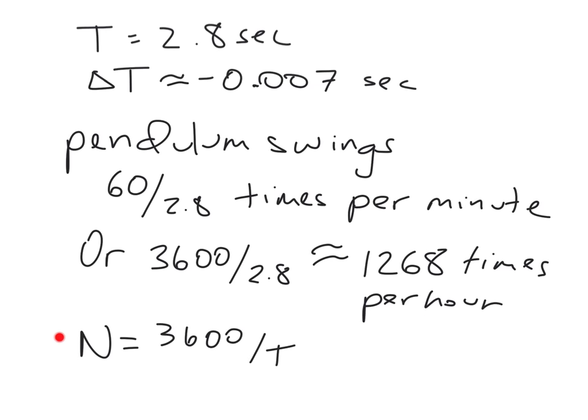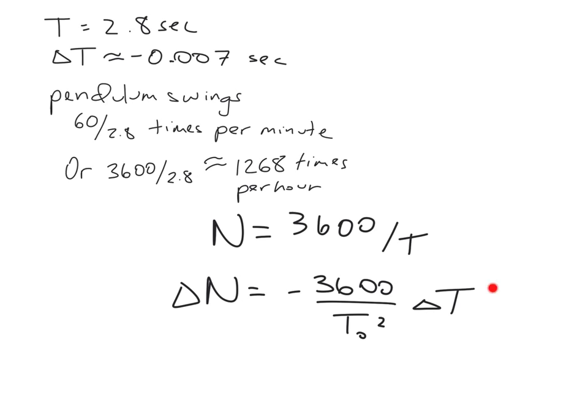So the number of swings in an hour is about 3,600 over the length of a period, and we can ask how this number of swings that happens in an hour will change given that the period is changing. We can again apply the differential to figure out the change in n. So the change in n is just going to be the derivative of n at the original value of T times the change in T.